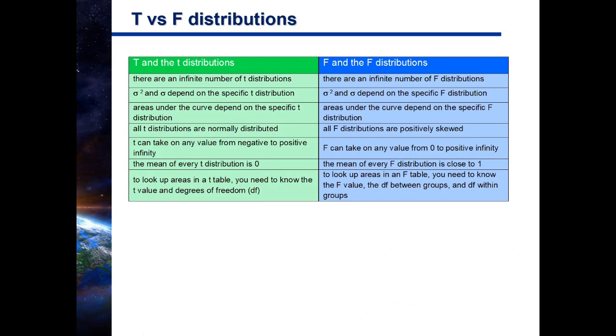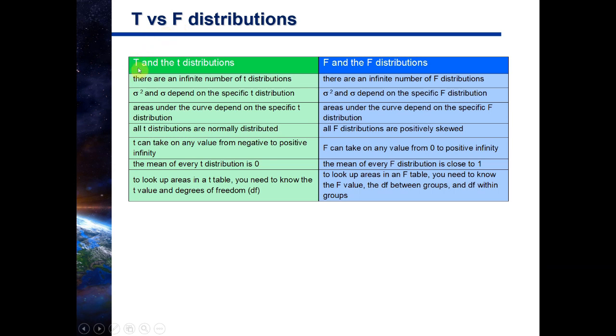T distributions versus F distributions. You remember a while back we compared T to Z, right? Well, now we're going to compare T to F because the F distributions are what gets analyzed when we are conducting ANOVAs. So this T is referring to the distributions we look at with t-tests, and the F is for ANOVAs.